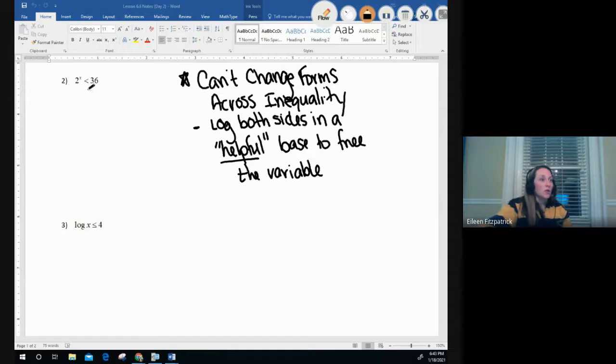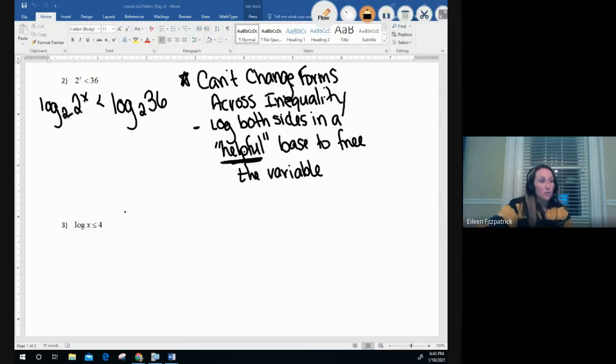All right. So yes, it's an exponential form. And I know a lot of you are going to be like, I just change forms into log form. You can't do that. But what you can do is log both sides, and whatever base you want to use, you can use. So I'm going to say, let's take log base 2 of both sides. And let's see if you understand why I chose base 2. I could choose any base I want, but I chose base 2 because I'm going to choose a helpful base. And as long as I use the same base on both sides of the inequality, it's fine. It's a legal math move.